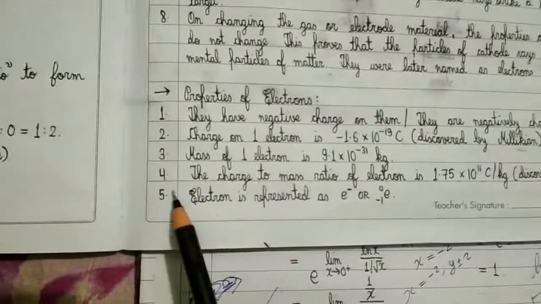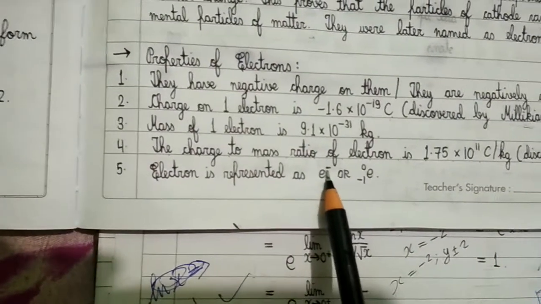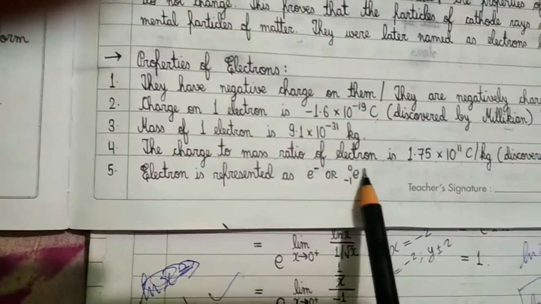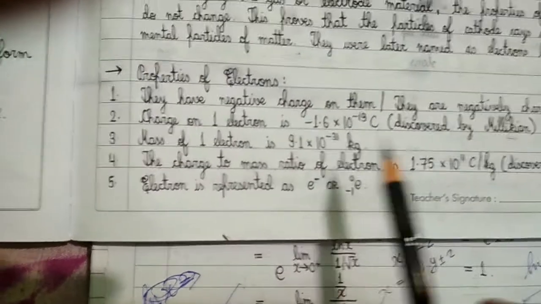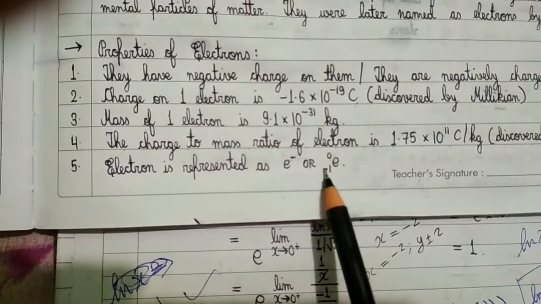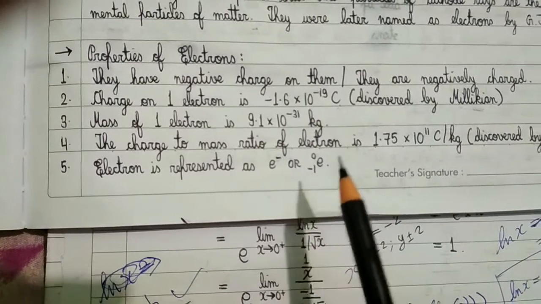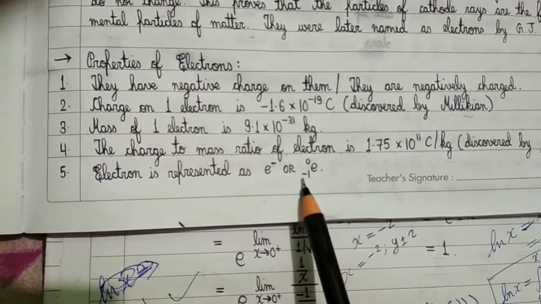Okay, and how is the electron represented? Electron is represented by e with a negative sign on top of it, or this way. Now this is the representation of the particle. See, the charge is denoted at the bottom and the mass is denoted at the top. So the charge is -1.